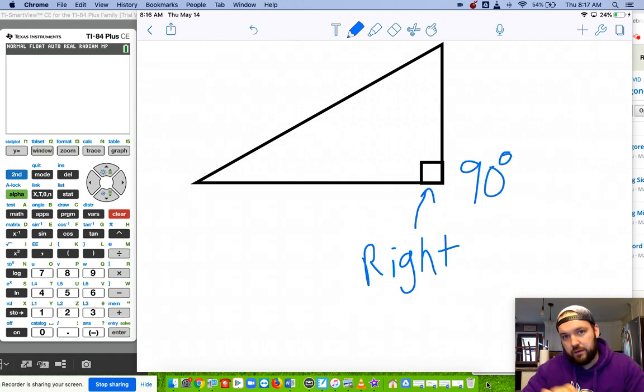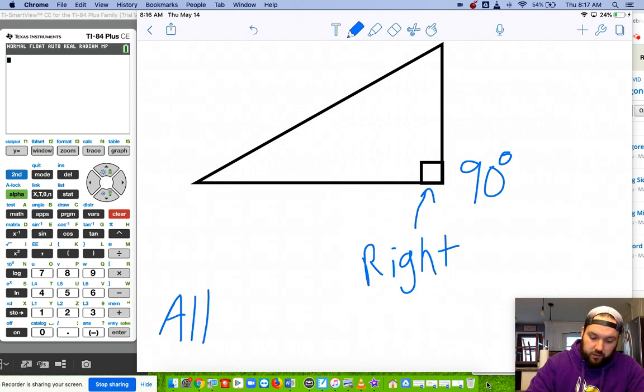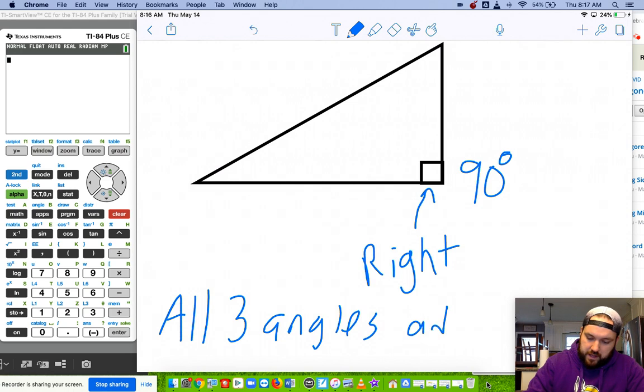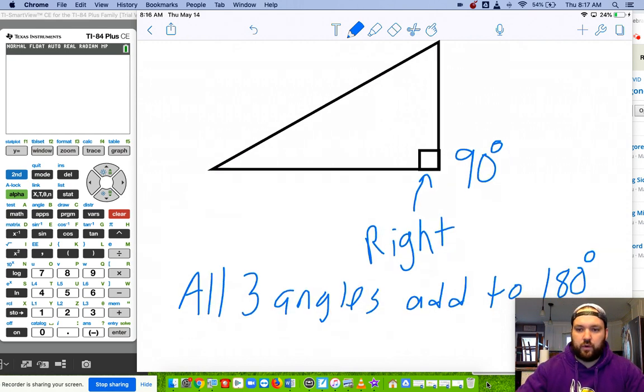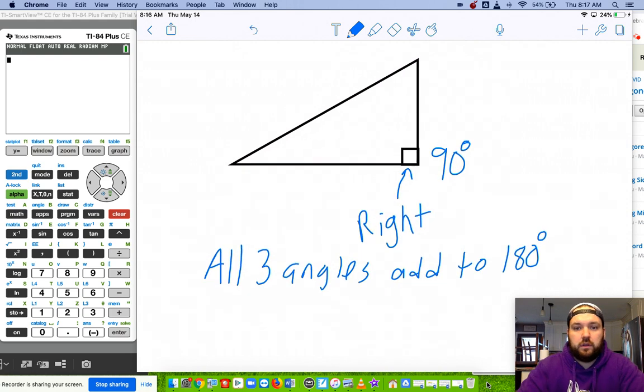All three angles in a triangle have to add up to 180. That'll be helpful later on in probably the third and fourth video. But for today, all we're going to do is focus on the sides of the triangle.